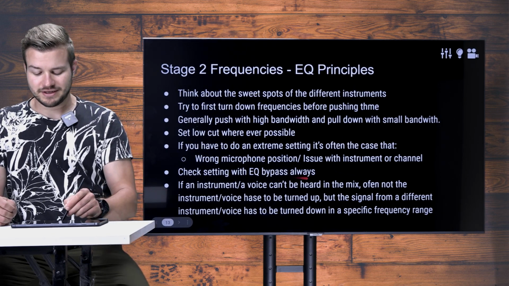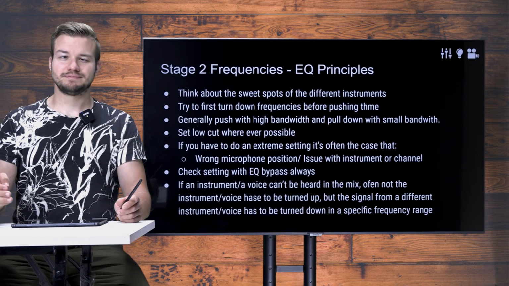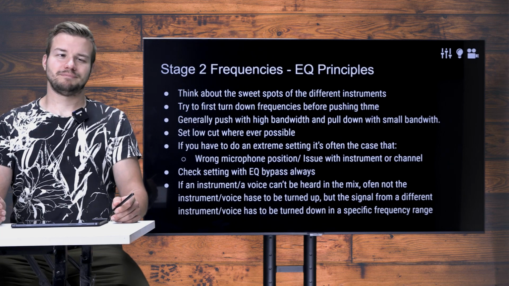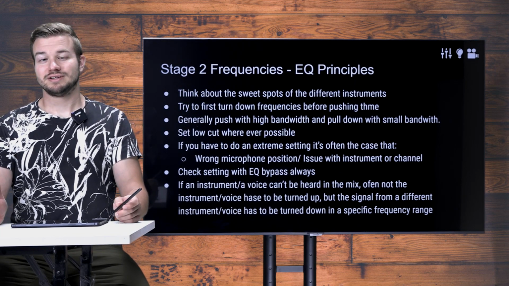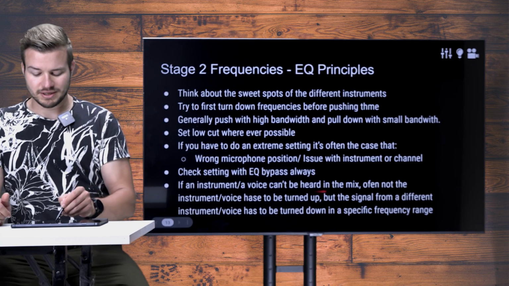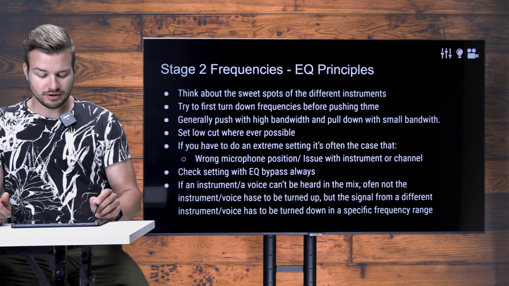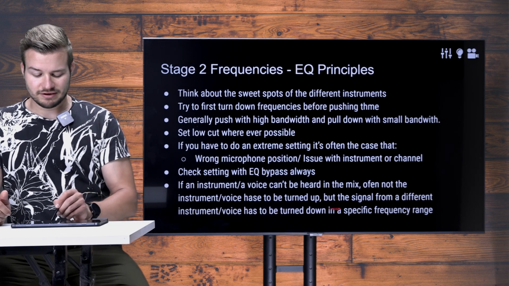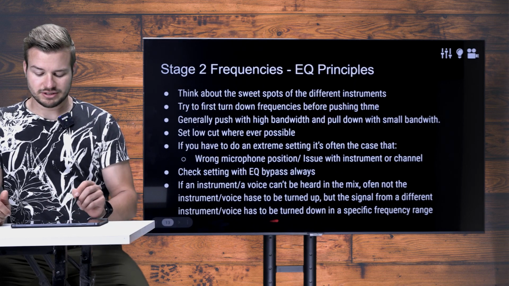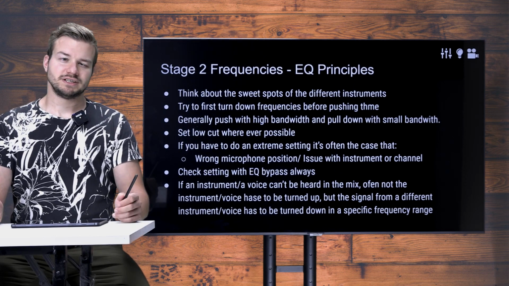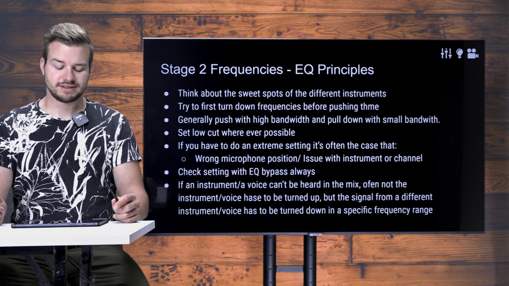Check settings with EQ bypass always. That's basically more a thing for the sound check. Always first quickly bypass the equalizer to hear what the natural sound of the instrument is. If an instrument or a voice can't be heard in the mix, often the instrument or the voice doesn't have to be turned up, but the signal from a different instrument or voice has to be turned down in a specific frequency range. So that's again compensation for other instruments or voices.